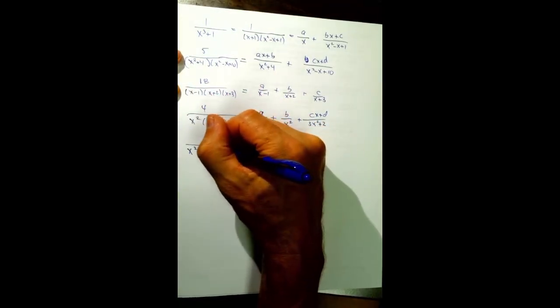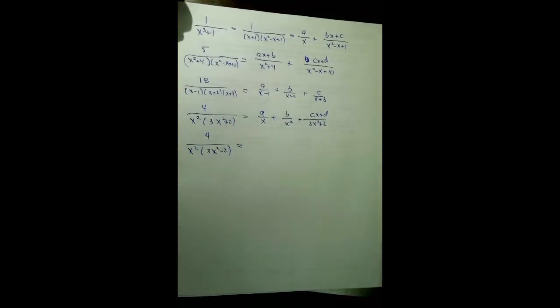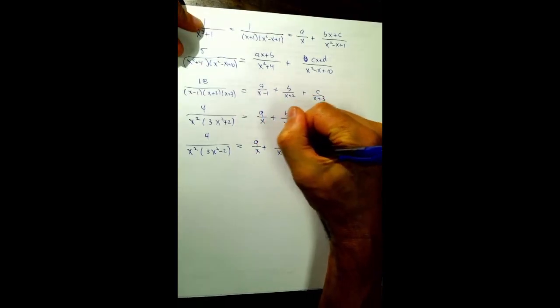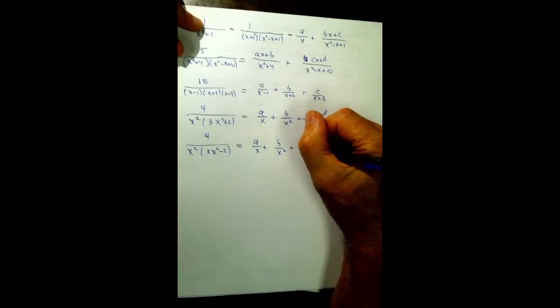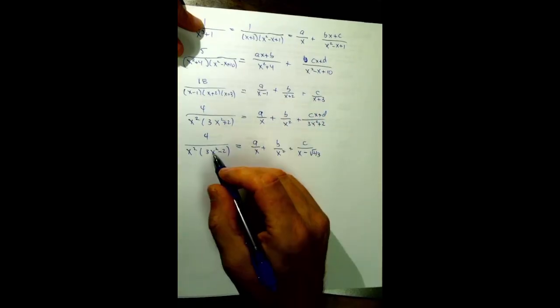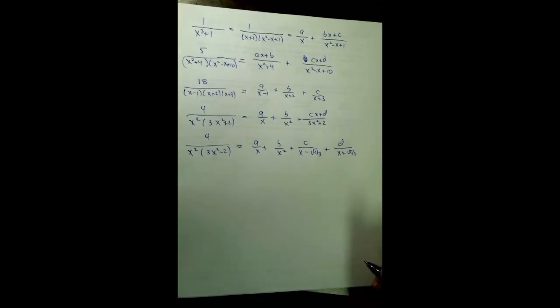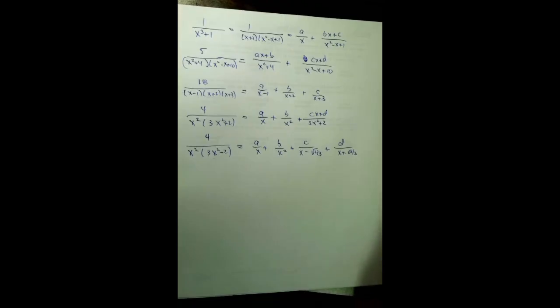However, if it's 4 over x squared times 3x squared minus 2, you should be able to factor that denominator and get a over x plus b over x squared plus c over, so that's going to be x minus square root of 2/3, is that right? Yeah, it'll give me the 0, plus d over x plus square root of 2/3. Like so. Notice now there's a factor of 3 here, but because the c and d are constants, that's going to come out in the wash.